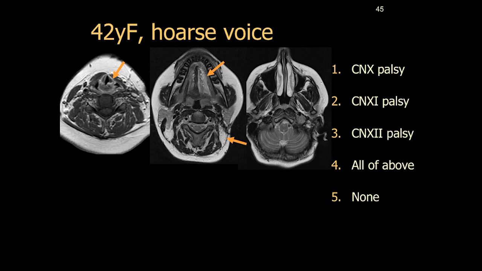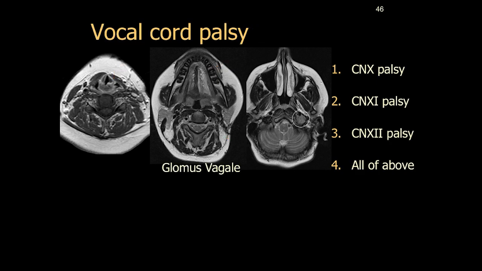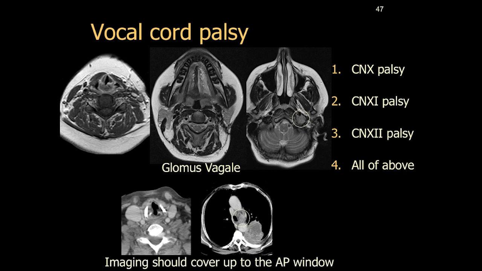So can you now pick up the culprit lesion on these images? Here it is. This was a glomus tumor of the carotid space just below the skull base. This is another patient with a left vocal cord palsy, but the etiology was much lower down. Here we have necrotic lymphadenopathy in the aortopulmonary window from a lung cancer, which is taking out the recurrent laryngeal nerve as it loops under the aortic arch.